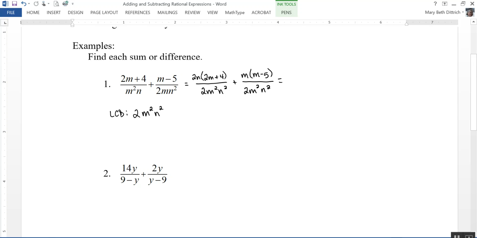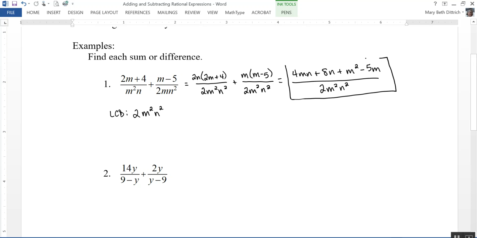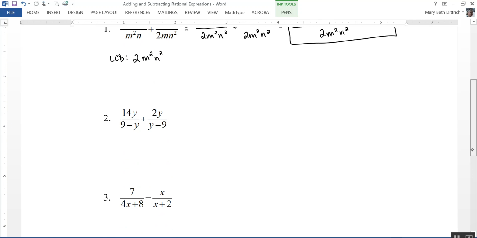Now, let's go ahead and distribute. So that's going to give me 4mn plus 8n. And I'm going to go ahead and add my numerators here, plus m squared minus 5m, all over my common denominator of 2m squared n squared. And I'm noticing that I don't have any like terms to combine in the numerator, so even though it's a little funny looking, that's my answer.